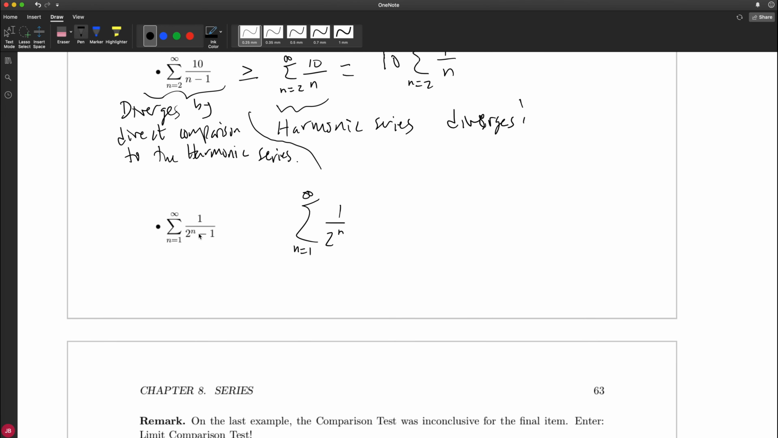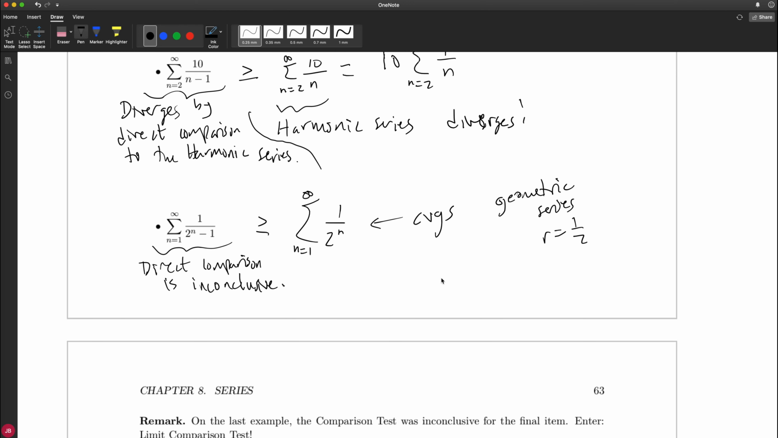All other things being the same, you'll notice I have a smaller denominator here. And so smaller denominator means bigger fractions, right? This denominator is smaller than 2^n, and so the fractions must be bigger. But here's our limitation. This I know converges. It's a geometric series with ratio equal to 1/2. But being bigger than a geometric series tells you absolutely nothing, right? So direct comparison is inconclusive.